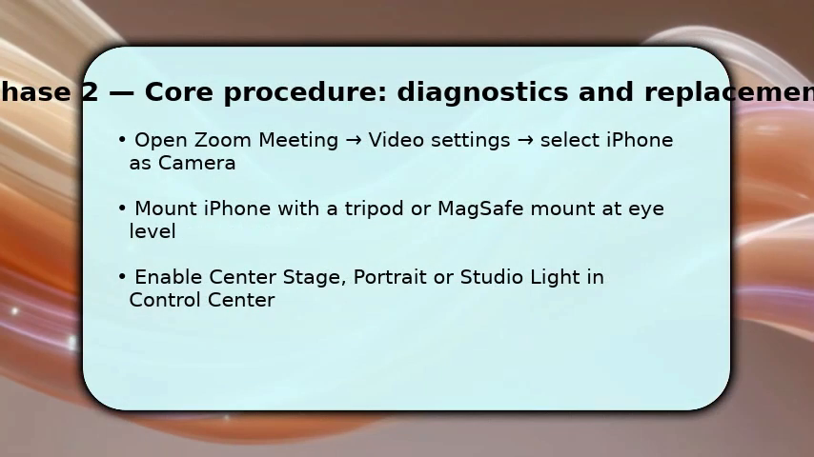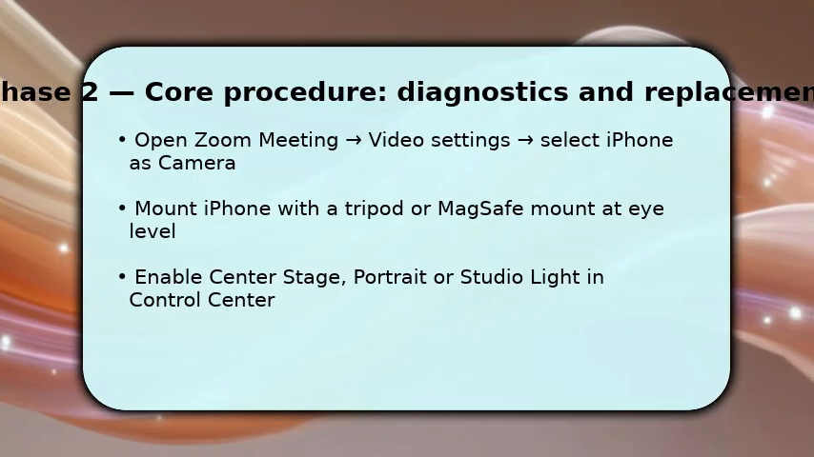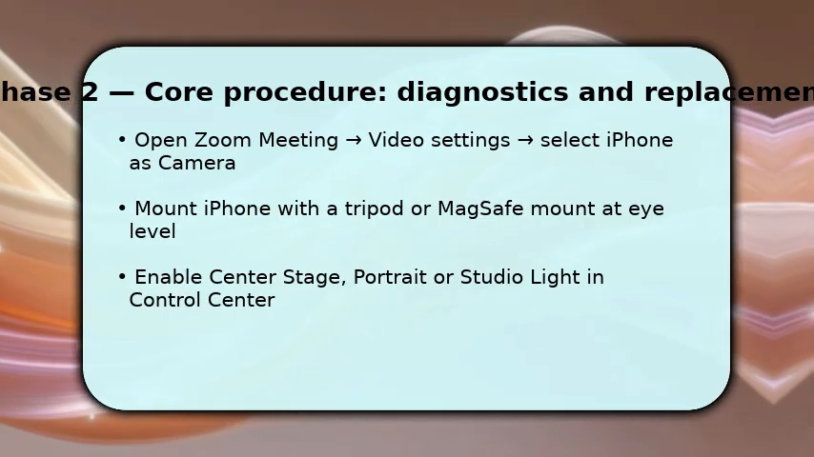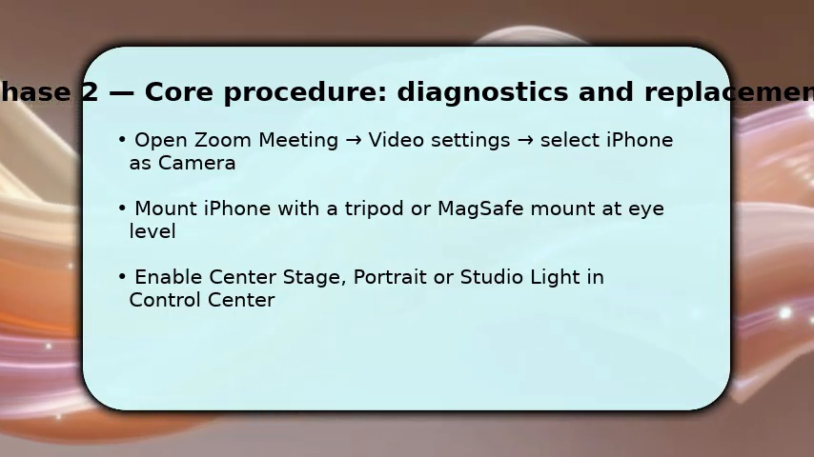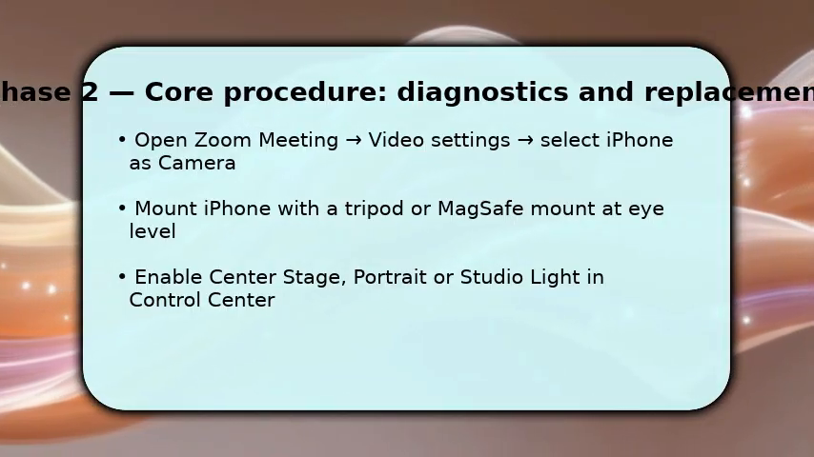Next, choose the iPhone inside Zoom and arrange the shot. In Zoom, go to Preferences, Video, and pick your iPhone from the camera list. Doing this switches the feed immediately. Physically mount the phone at eye height using a tripod, clamp, or MagSafe mount so framing is stable.